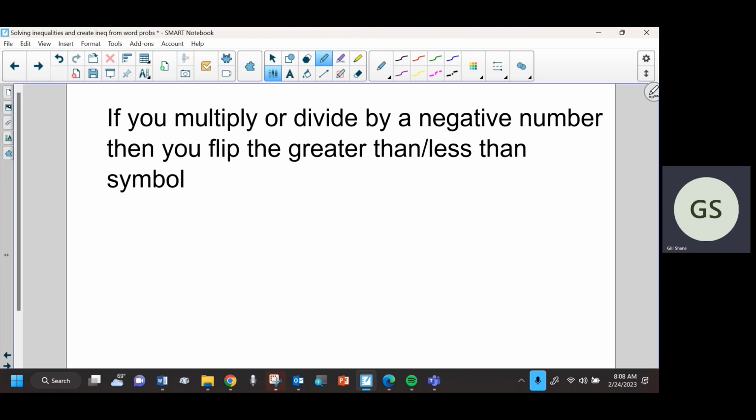Not on Monday, because I'm not even putting this on Monday. If you ever multiply or divide by a negative, and it doesn't matter if you have a negative on top, it's not that you're dividing a negative number by a positive number. You have to actually be dividing or multiplying by a negative number. I'll go back and show you what I mean in a second. You have to flip the greater than or less than symbol. So if it was originally eating the number to the left, you have to flip it to eat the number on the right.